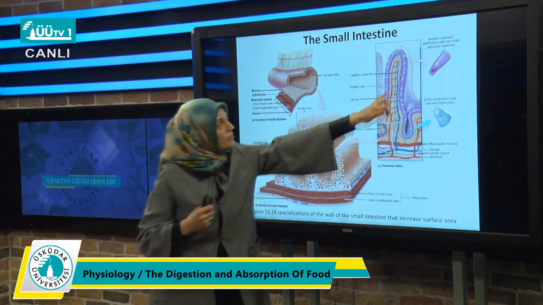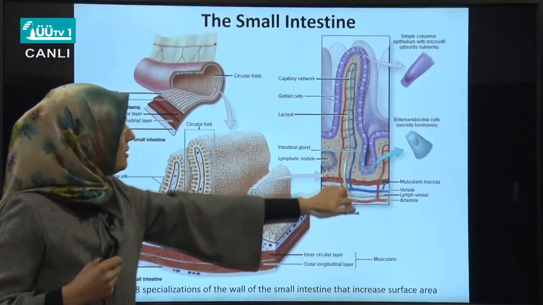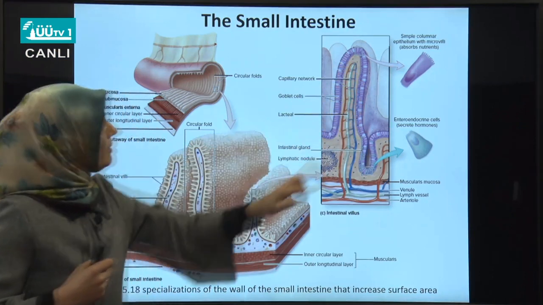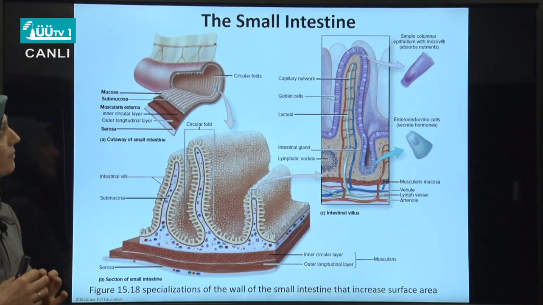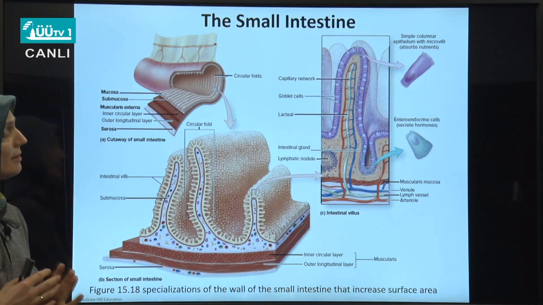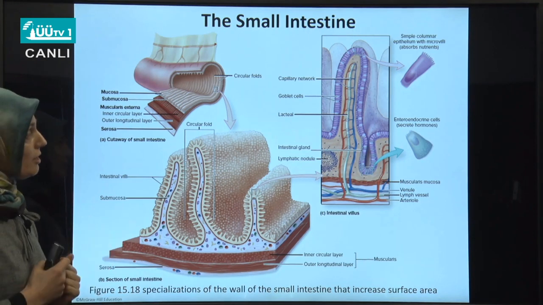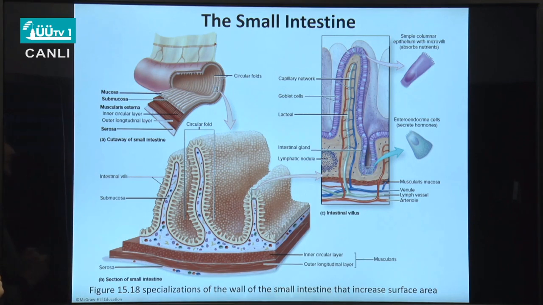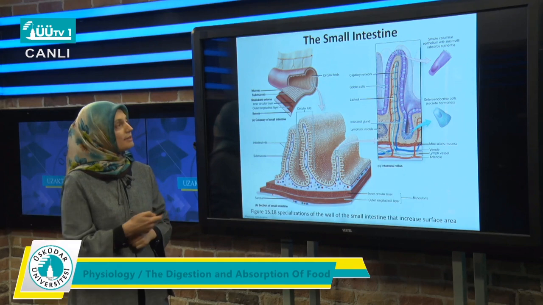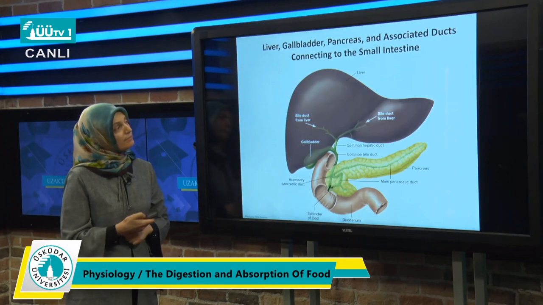And in addition to this capillary system, you see here, there is a one-way lymph vessel, which is called a lacteal. The lacteal is very important for drainage of fat molecules, which are absorbed from the epithelial cells of the small intestine.